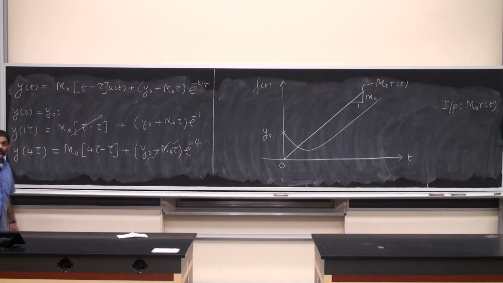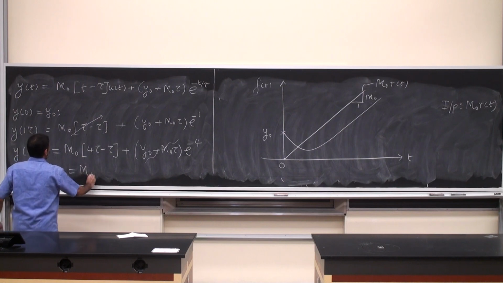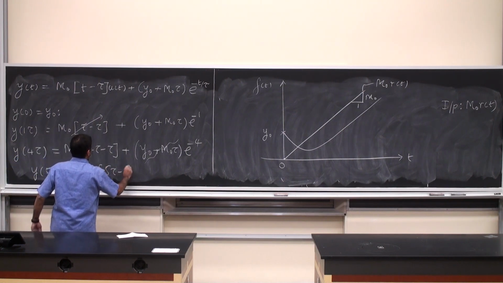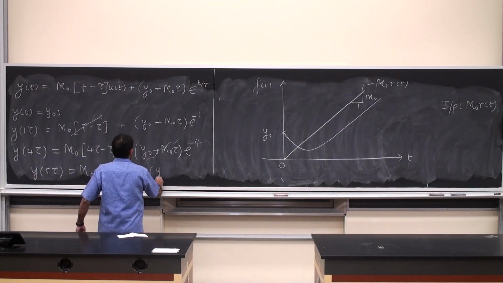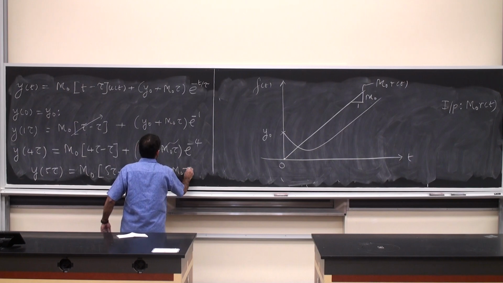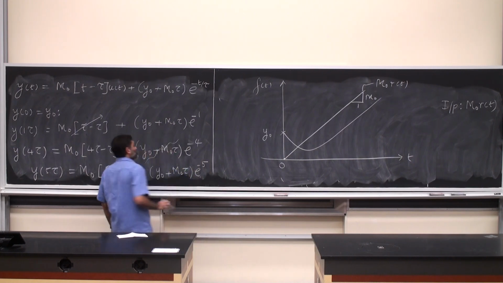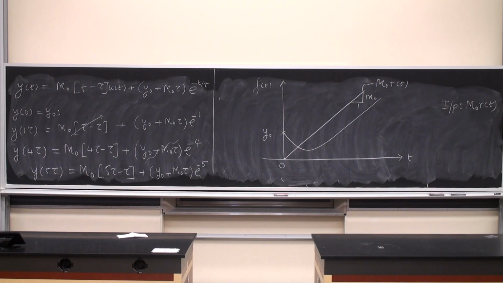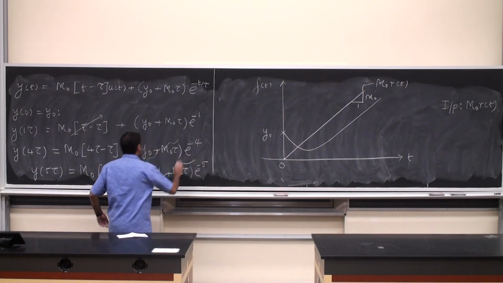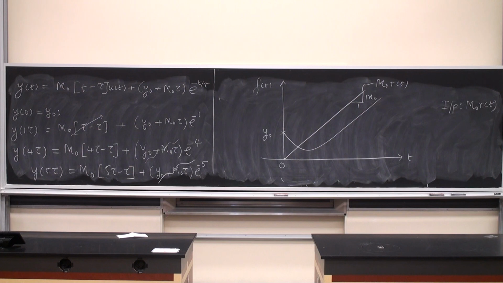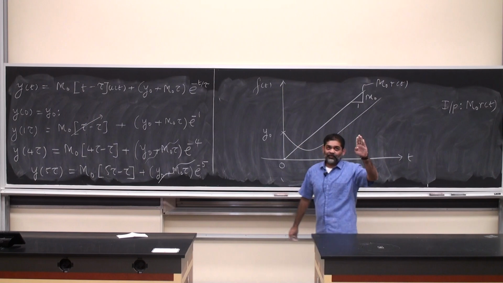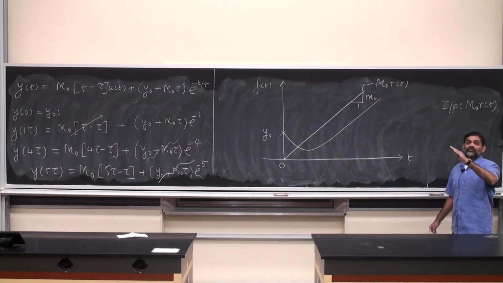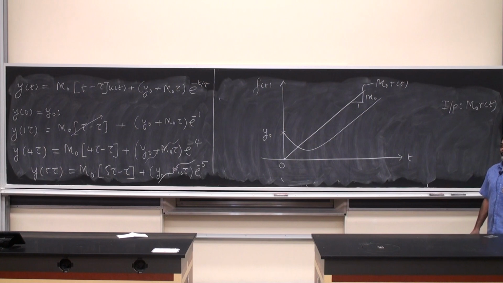Let me go one more time step ahead. y at 5 times tau is m naught, 5 tau minus tau, plus something that is very small, y naught plus m naught tau, e to the power minus 5. E to the power minus 5 is 0.006. It's also very small, very minuscule, compared to the previous terms. Its strength is not large enough. So what you're seeing is that as time increases, the slope of the response becomes the same as the slope of the input.